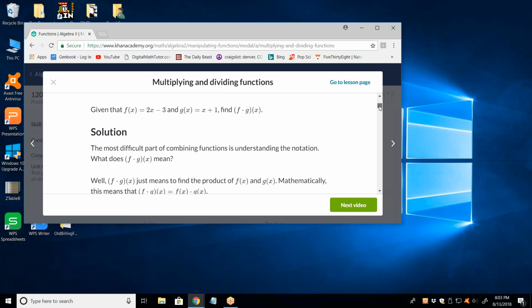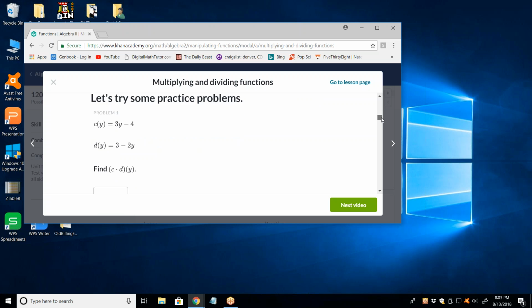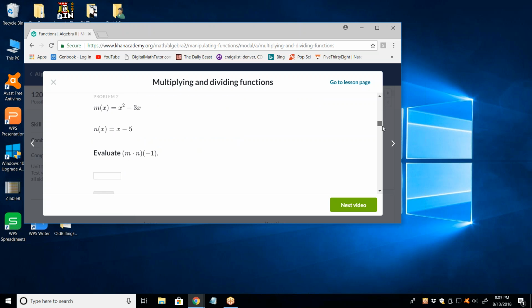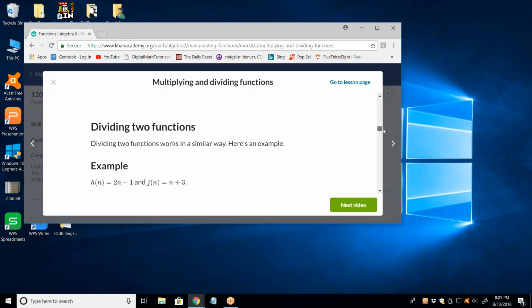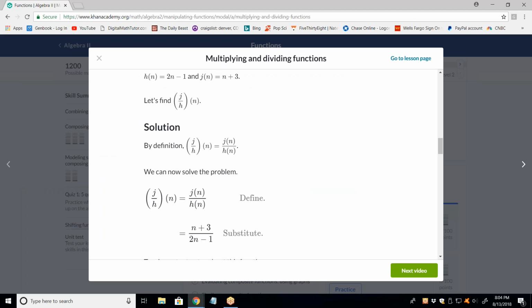Multiplying functions, we know how to do that. I think this is where we stopped, was dividing functions. Now, this is a little trickier. First of all, when you are dividing a polynomial by a polynomial, it's not typically a division problem.